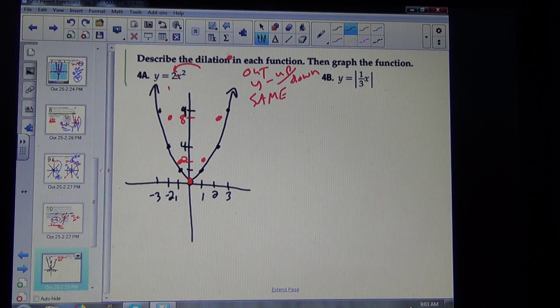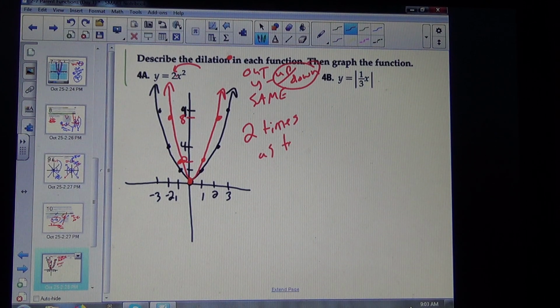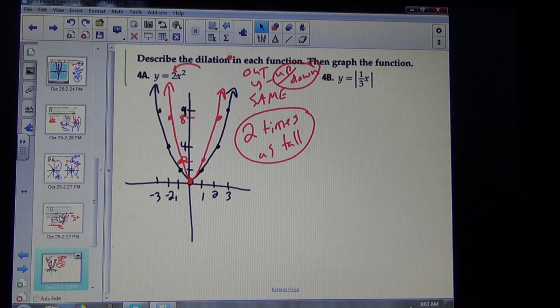So on this one, if you look, okay, since it was on the outside, it's going up and down. How I describe it, it was 2 times or twice as tall or steep. Okay, so it became 2 times as tall or 2 times as steep. Twice as tall. Okay, I want you guys to try 4B now. So again, on 4B, you are going to draw the parent graph. So instantly you guys should be able to look at 4B and determine what shape that is. So on your paper right now, draw that parent graph.